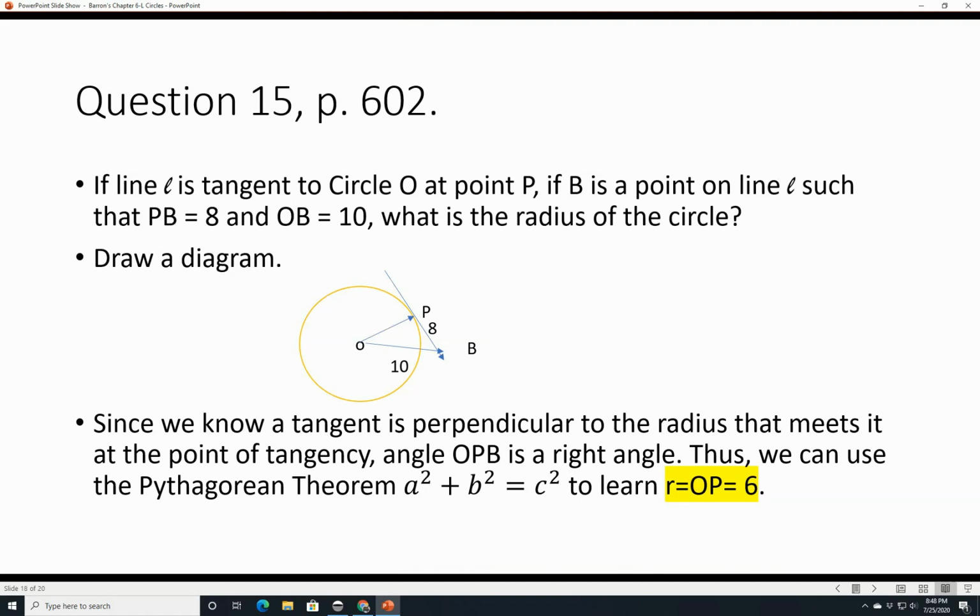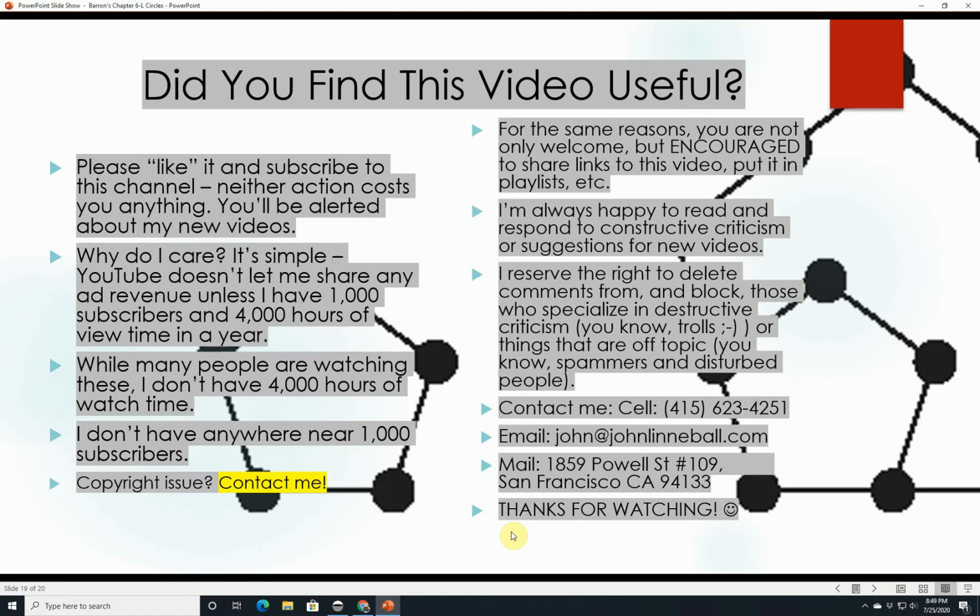Thus we can use the Pythagorean theorem, a squared plus b squared equals c squared, to learn that r, which is OP, is equal to 6. So we see this is a right angle, this is 8, this is 10. By the Pythagorean theorem, the hypotenuse squared is 100, this leg squared is 64, so it's 100 minus 64, which is 36. The square root of 36 is equal to 6.